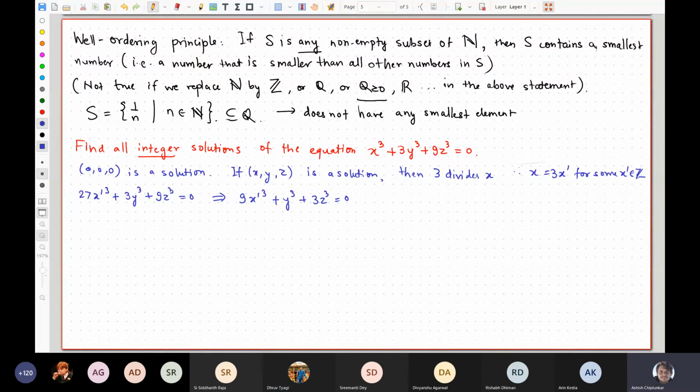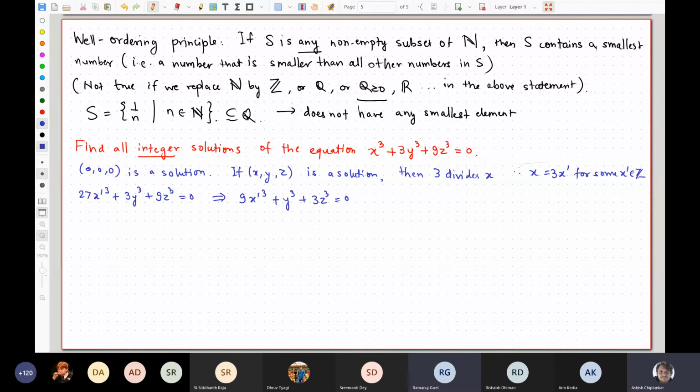Yes, sir. So for this, we can do it similar to how we did it for root 2 is irrational. So we take x, y, and z such that at least one of those numbers doesn't have a factor of 3, because we can factor out 3 and it will still satisfy. For example, if you have some arbitrary x, y, and z, you can take 3 to the power k out of them. So you are saying if x, y, z is a solution, then 3x, 3y, 3z is also a solution. So basically, is that what you're saying?